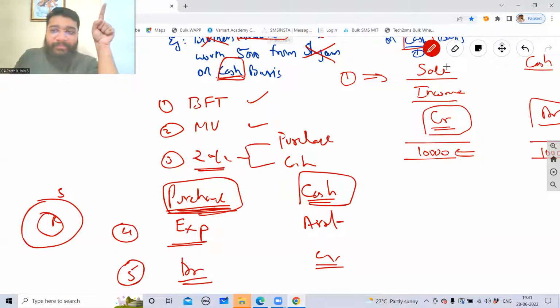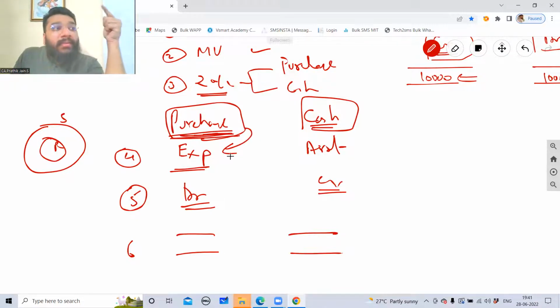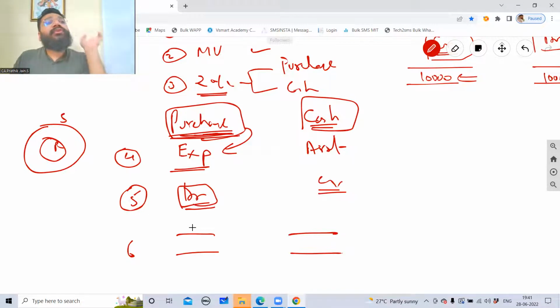Identification of quadrant. And then once you identify the quadrant, you have to see what the rule is for that quadrant. So purchase is the expense quadrant. Expense comes under nominal account. So nominal account says that debit all expenses and losses. And the sixth element is that the total should be the same.